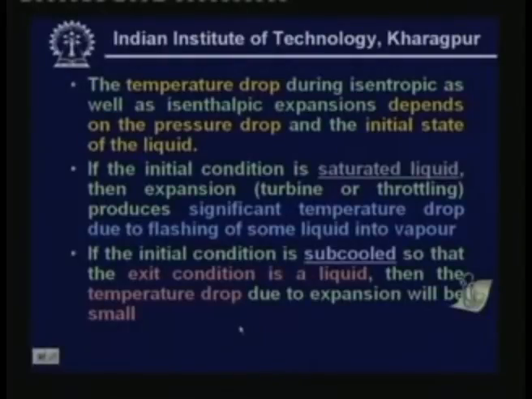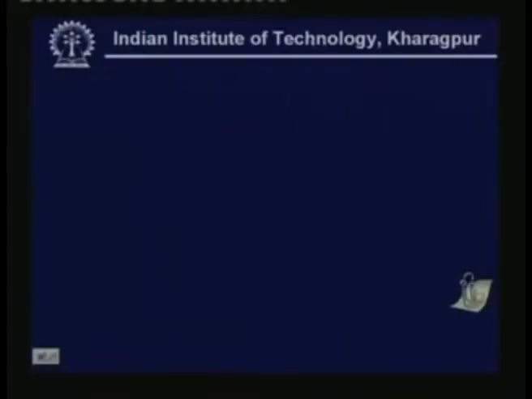Now we have considered the case where the initial condition is saturated liquid. What if the initial condition is not saturated but subcooled, so that the exit condition is liquid? Then we find that the temperature drop due to expansion is small. Again, let me explain this one.